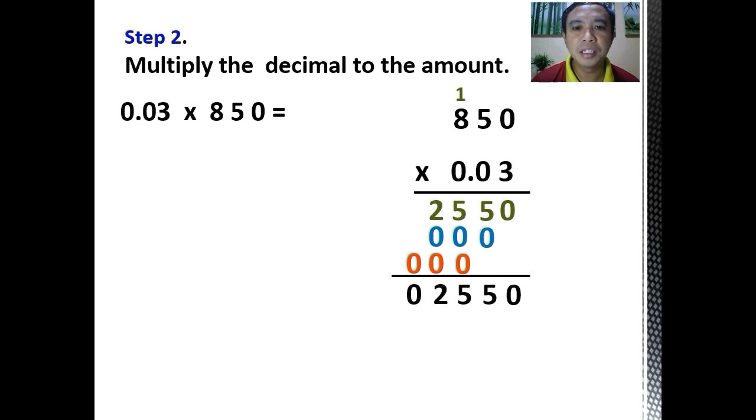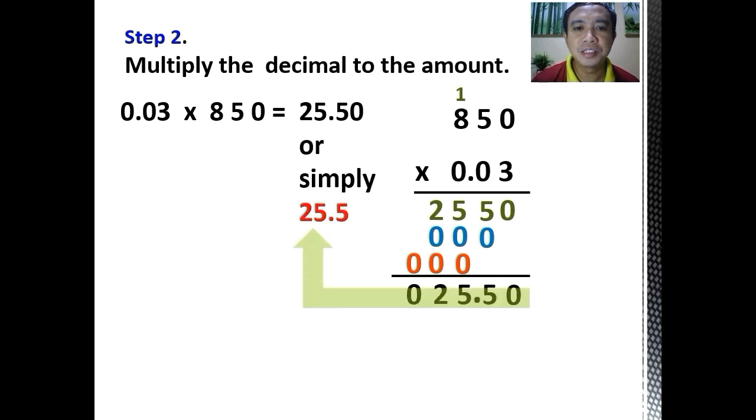Now, the next step is to identify where to place our decimal point. So we go back on top and count the number of decimal places at the right side of the decimal point. So we have 1, 2. Therefore, in our answer, we move our decimal point 2 places from the right. So we have 1, 2. Therefore, the answer is 25.50 or simply 25.5.